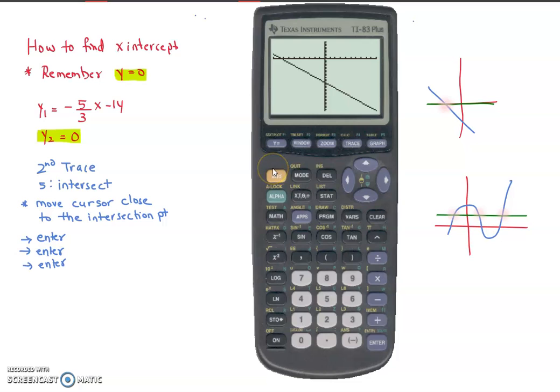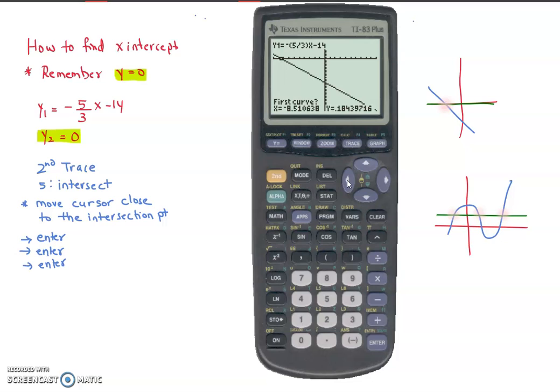We're going to go through these steps. Second, trace. And I'm looking for option number 5, which is intersect. And you want to move your cursor going left or right close to that intersection point. So why do I need to do this? Why do I need to take my cursor close to the intersection point? Doesn't have to be right on top, but close to it.